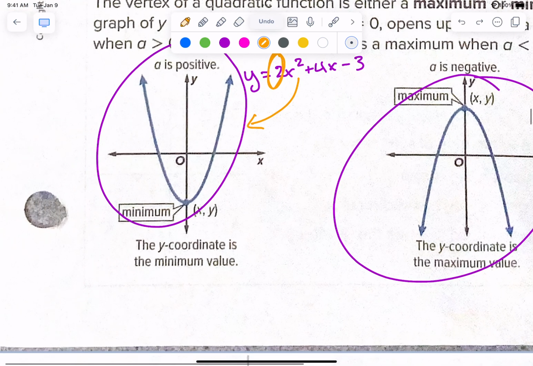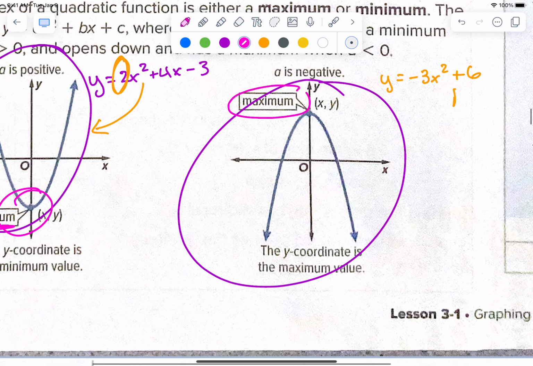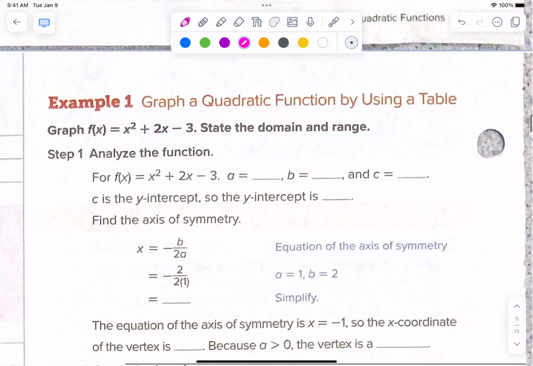Now, if he smiles, going back to this one, you got to listen. If he smiles, he will have a minimum point. If he frowns, he will have a maximum point, right? Do you get that? That just only makes sense, right? Depending on how he goes. All right, so let's go to example 1.